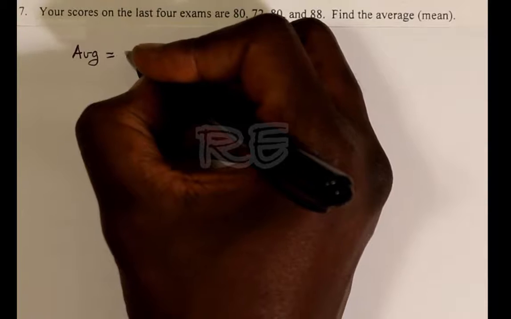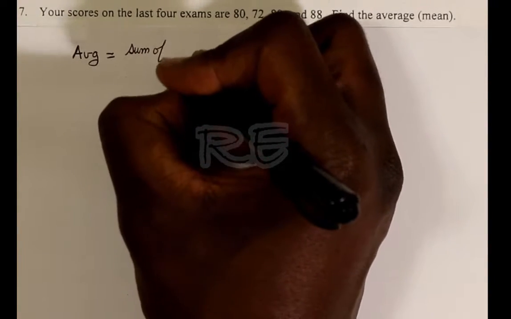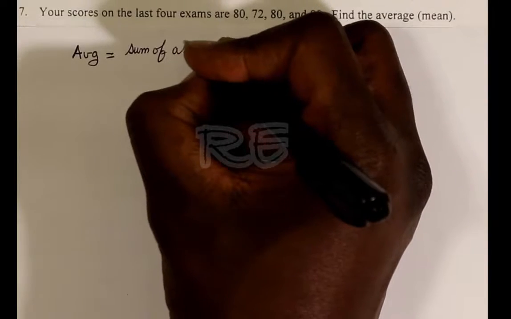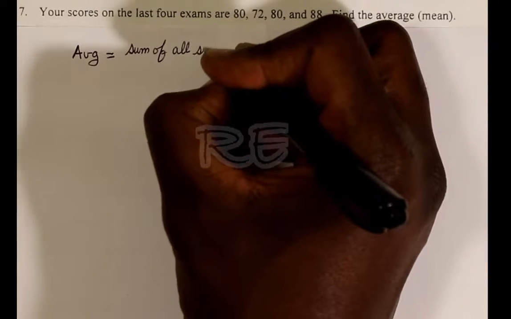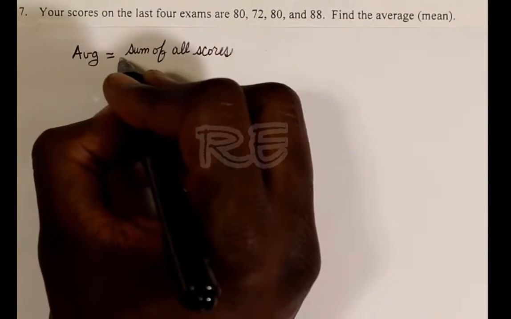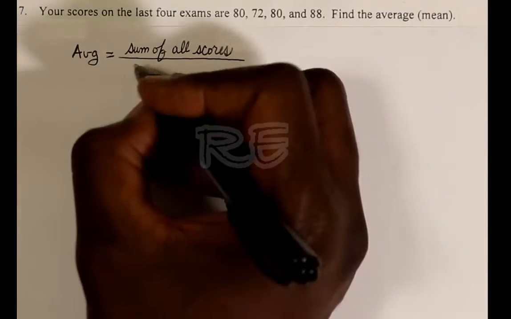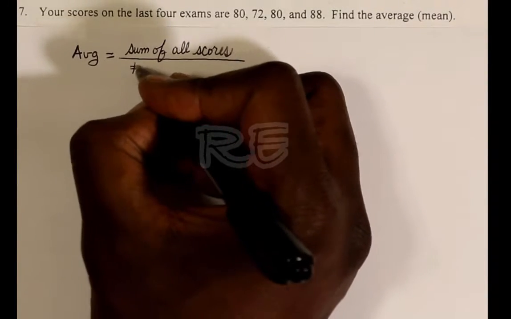The average is equal to the sum of all the scores. It's the sum of all scores divided by the number of scores.